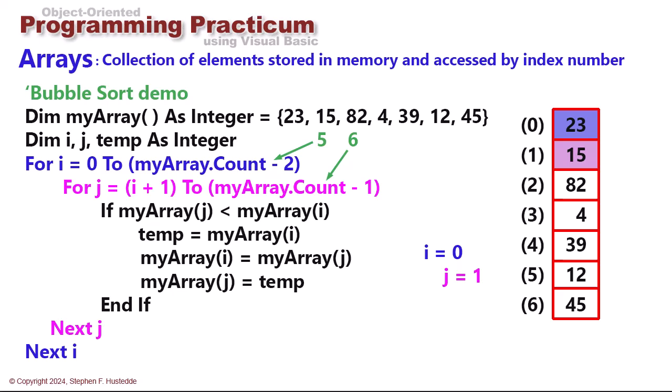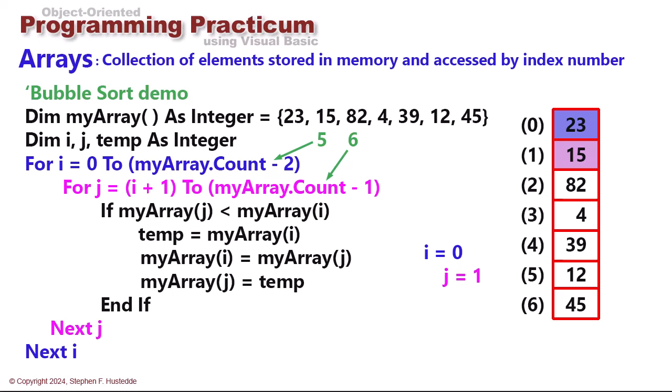The first one, for i is my counter, equals 0, my very first index of the array, to myArray.count minus 2. Now remember, we start counting with 1, so myArray.count is 7. There are 7 values being contained in my array. So myArray.count of 7 minus 2 is 5. That's going to be our second to last element because we're working with indices here. So we're going from i from index 0 to index 5, and that's the value of 12.